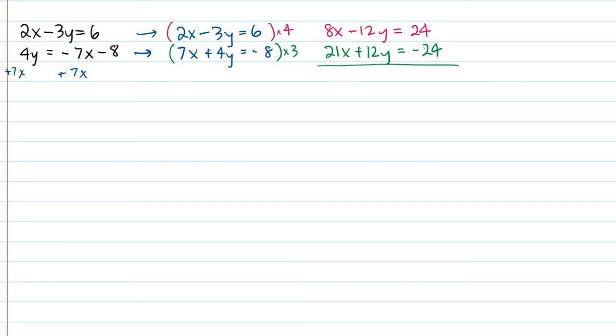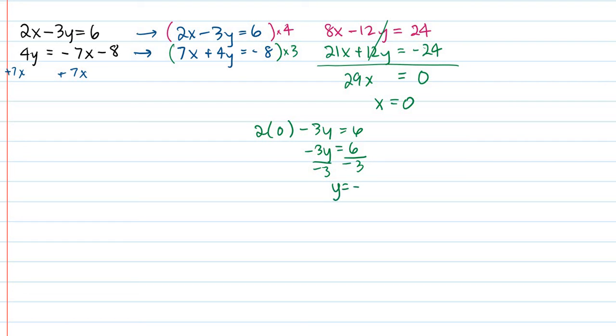Great. So now we have the y's set up so that they eliminate, and I end up getting 29x equals 0, divided by 29 on both sides, therefore x equals 0. Then I take the x equals 0, plug it back in, so 2 times 0 minus 3y equals 6. And then we divide by negative 3 on both sides, and you get y equals negative 2. So the coordinates would be 0, negative 2.